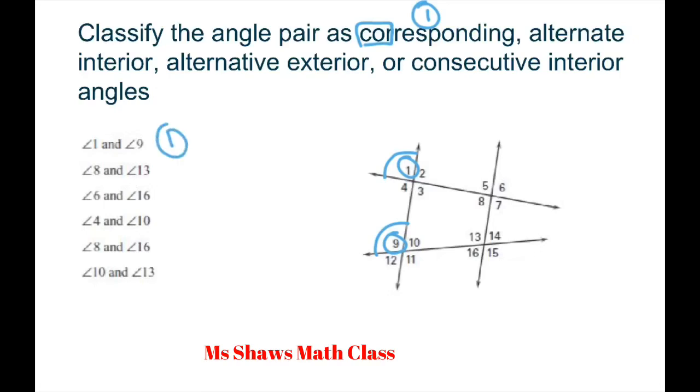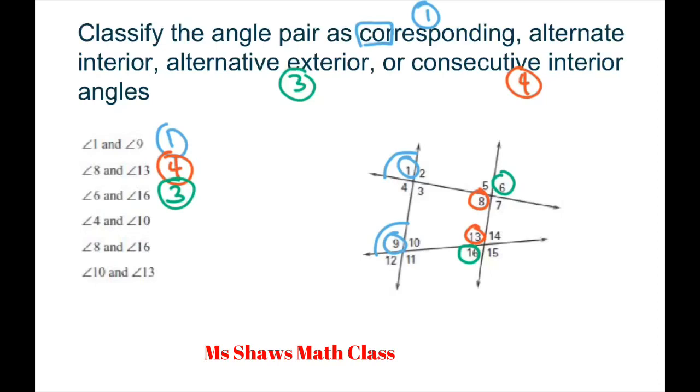We have 8 and 13. Those are consecutive interior because they're not an alternate. So that one's number 4. We have 6 and 16. Those are alternate, but they're on the outside of the 2 lines. So that's alternate exterior, which is number 3.